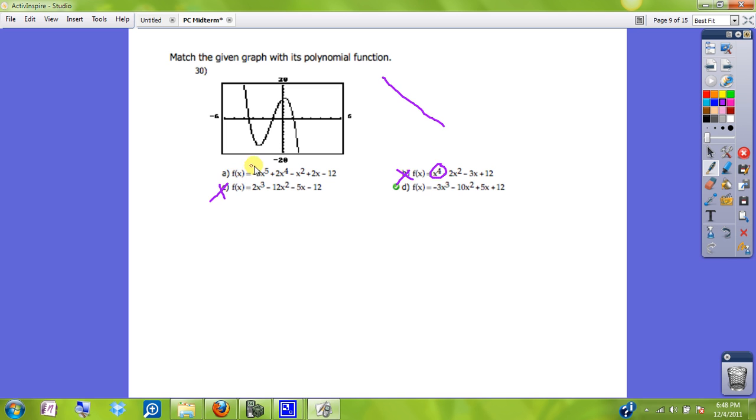If you ran a 0 through this to find the y-intercept, you would notice it would be at -12 on letter A. If you did so with letter D, you'd see it's a +12. Well, there's the y-intercept. It's definitely not a -12, so it would have to be letter D.